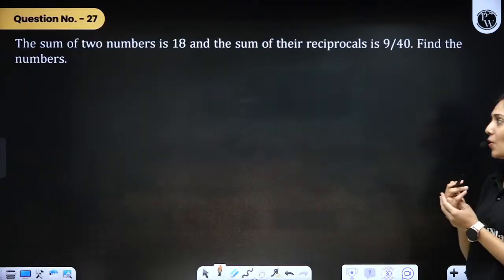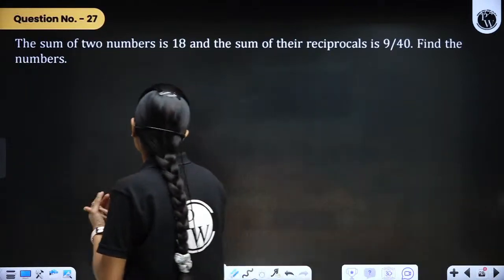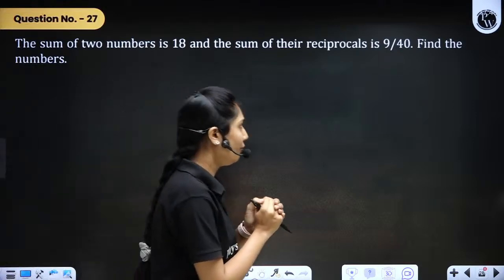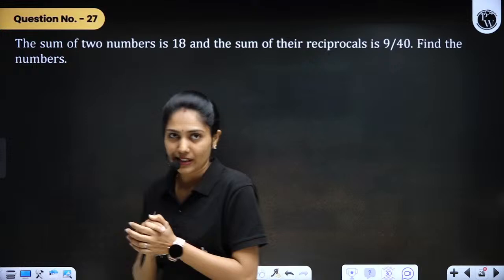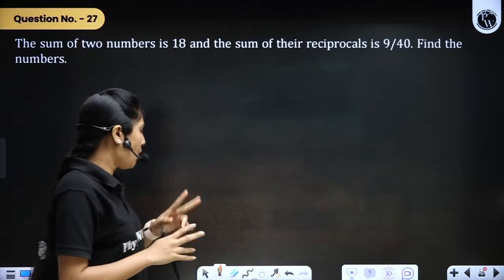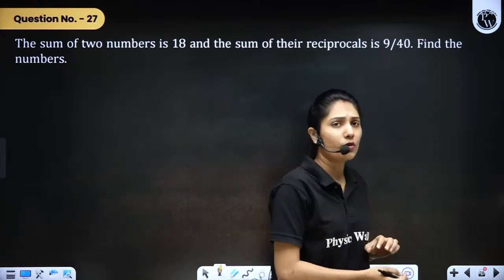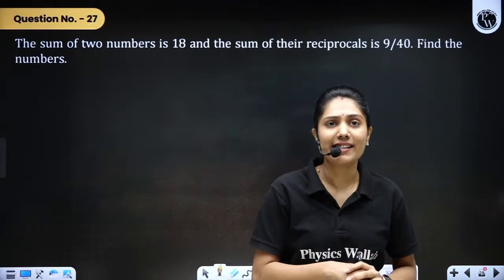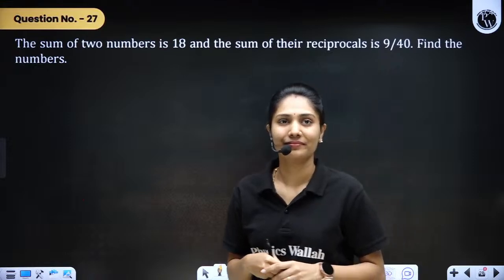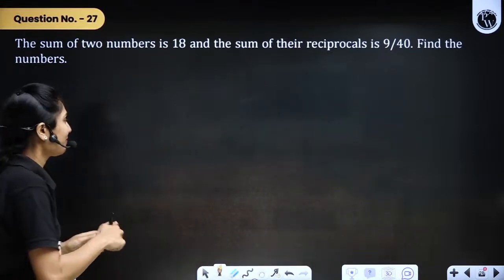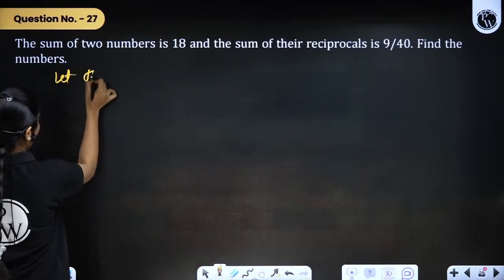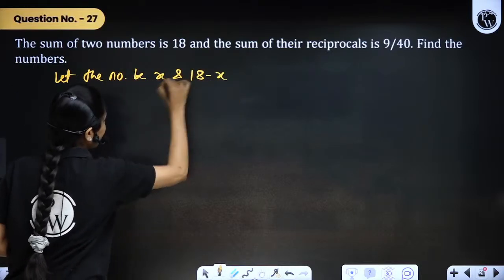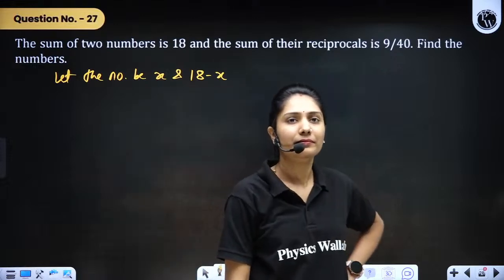Coming towards the next question. The sum of two numbers is 18 and the sum of their reciprocals is 9 by 40. Find the numbers. So we know that the sum of two numbers is 18, so can I consider the numbers as x and 18 minus x? Let the numbers be x and 18 minus x. Can we consider it in this way, beta?